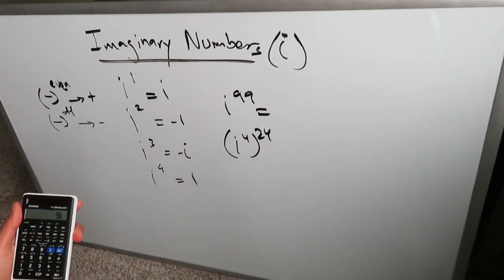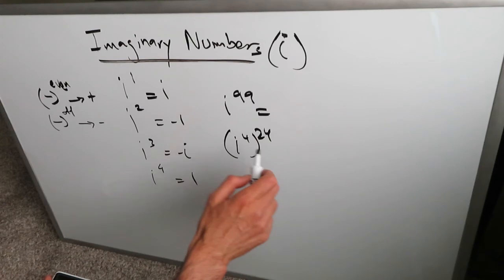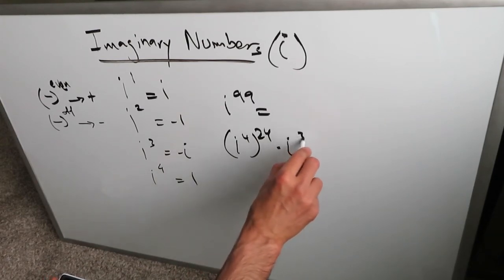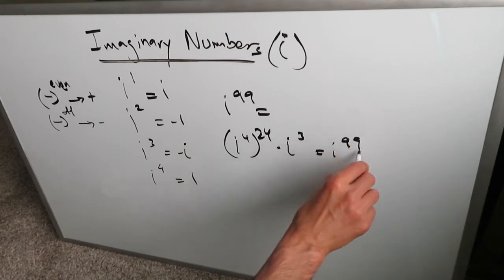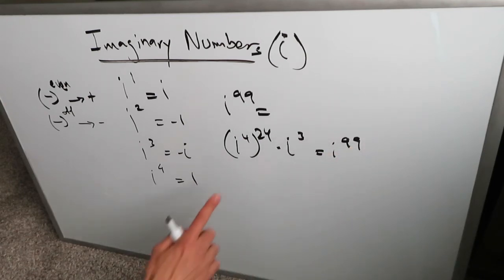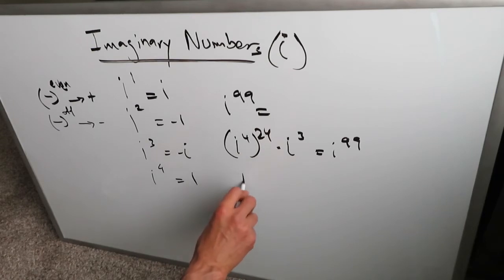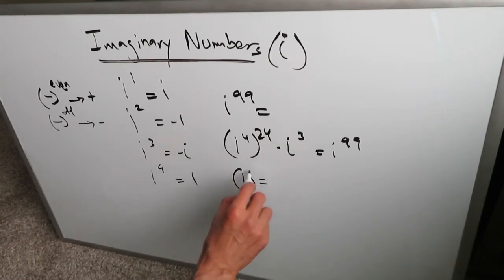What if I say i to the power of 4 to the power of 24? 4 times 24 gives me 96. Right? i to the 96 times i cubed. Now look, 96 plus 3 will give you the i to the 99. But we're still trying to determine what all of this equals. What's i to the power of 4? It's 1. 1 to the power of 24 is still just a 1.